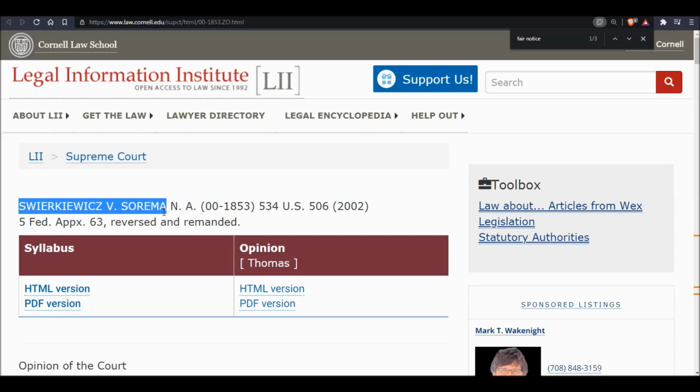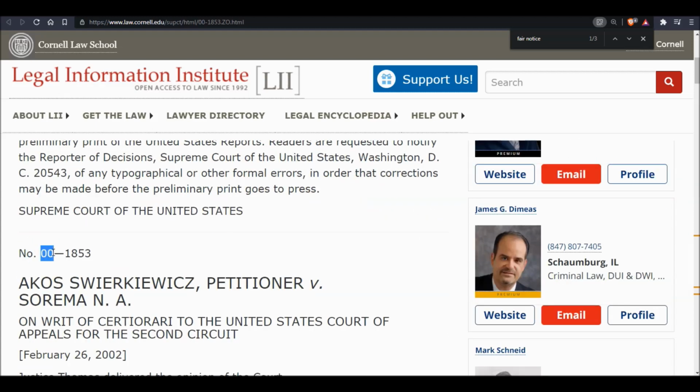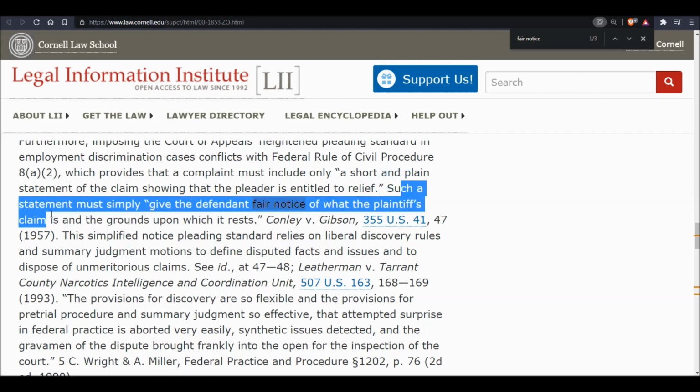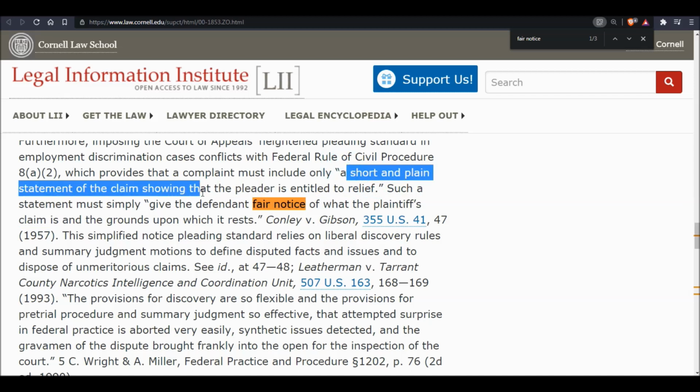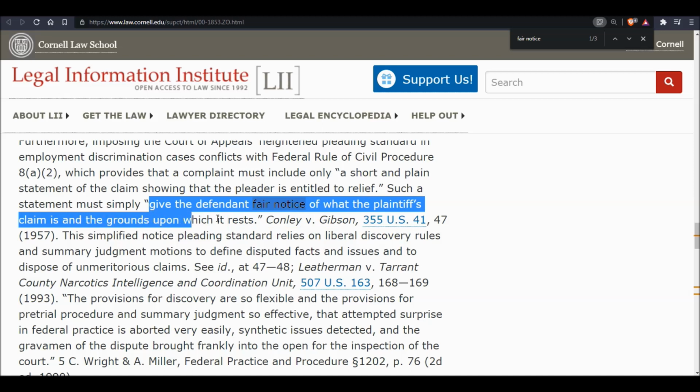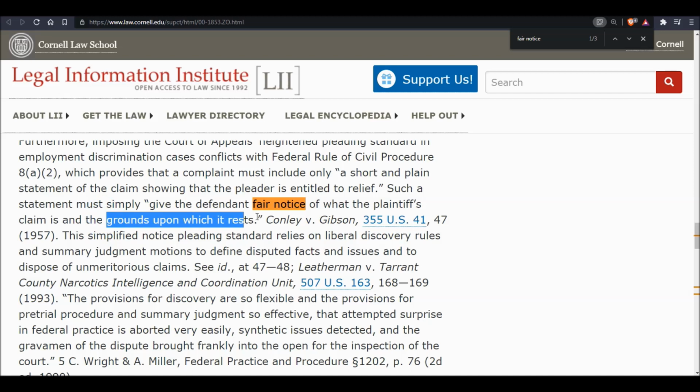And on that same note, the third res judicata, Swierkiewicz versus Sorema, case number 00-1853, Supreme Court of the United States. The importance of why and how over the what. Such a statement, being the short and plain statement of a claim showing, the showing here, once more, is the why and how. The only way you can show anything is the why and how. A short and plain statement of the claim showing that the pleader is entitled to relief. Such a statement must simply give the defendant fair notice of what the plaintiff's claim is and the ground upon which it rests. The ground upon which it rests is the why and how.